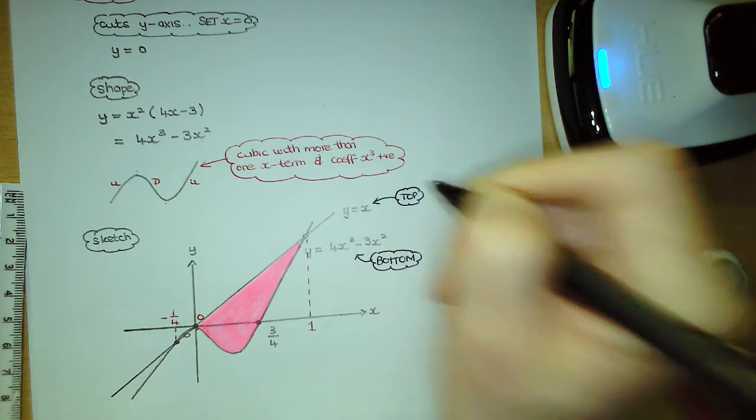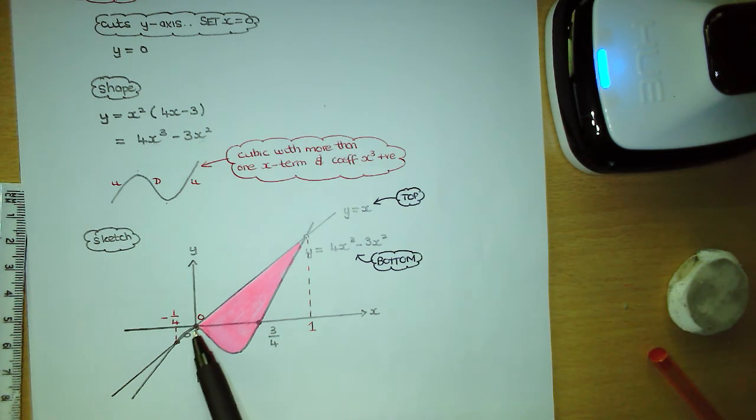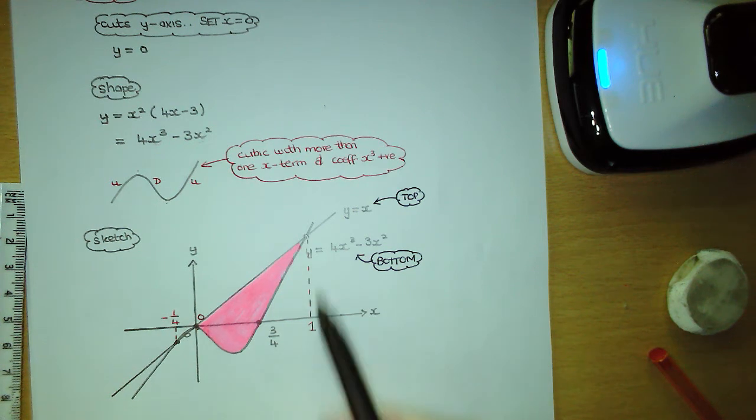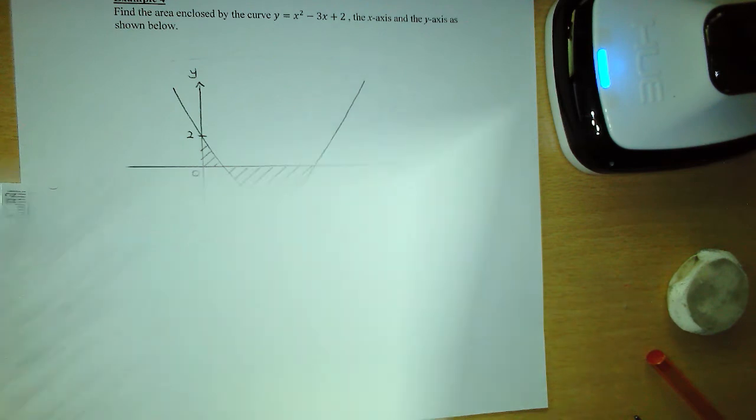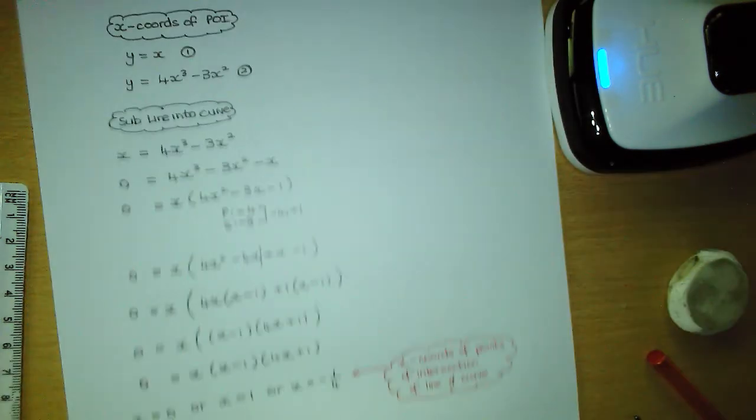And then we need the limits. Remember, the limits are the values of x that the area lies between. So the area lies between 0 on the x-axis and 1 on the x-axis. Those are going to be the limits of our integral. So we're pretty much ready to calculate the area. We've got the limits, we've got the top and the bottom. So let's go back to part C.